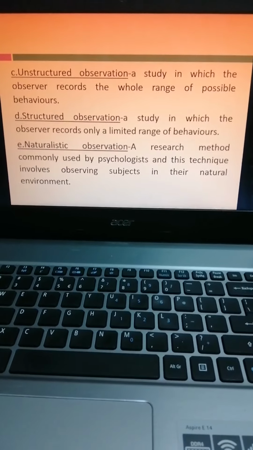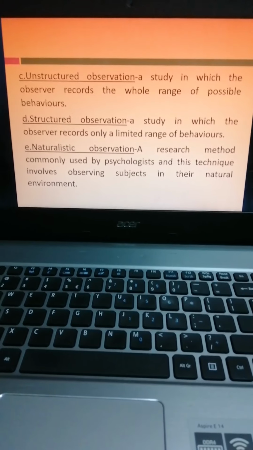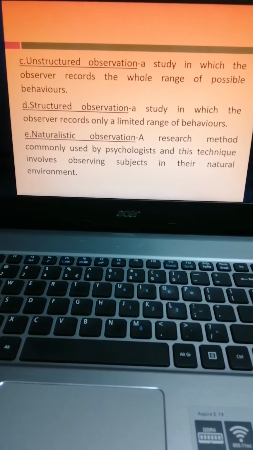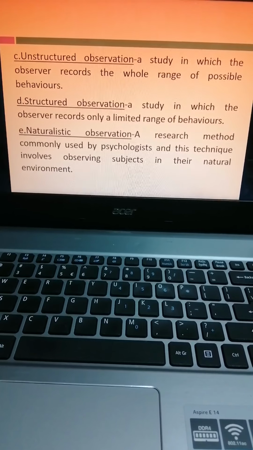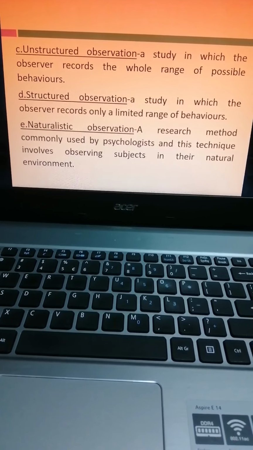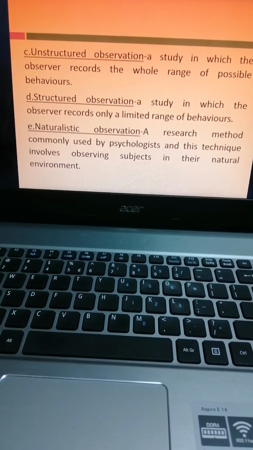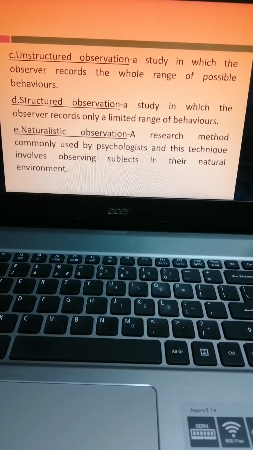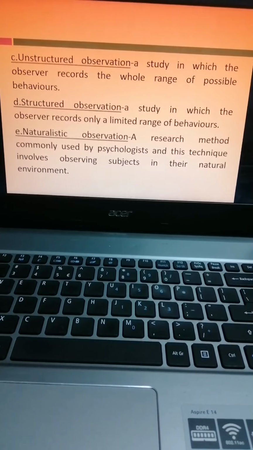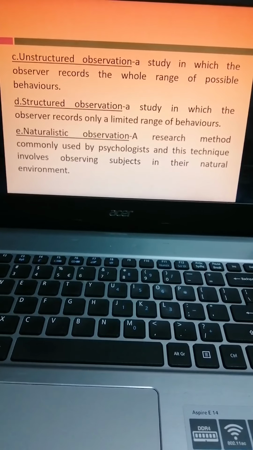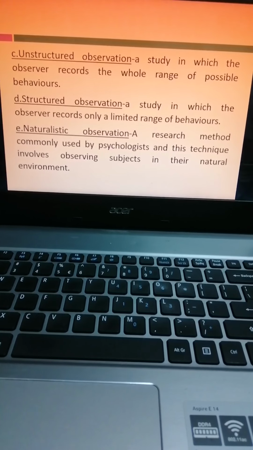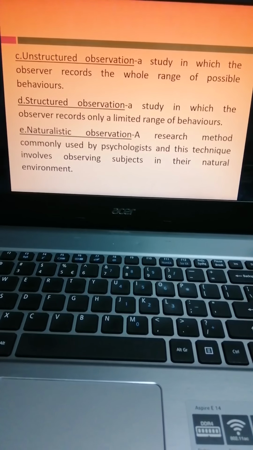The next type of observation is unstructured observation. This is a study in which the observer, the psychologist or the researcher, records the whole range of possible behaviors. This is when the researcher is observing the behavior of the participants in a holistic way. Holistic way meaning in many different aspects without the use of a predetermined guide. Meaning there is no plan beforehand, there is no checklist.